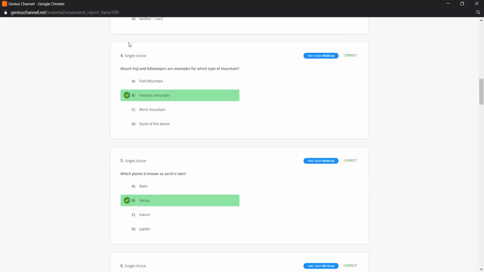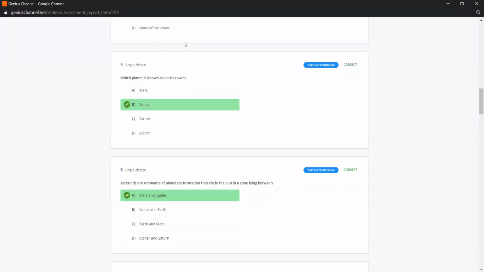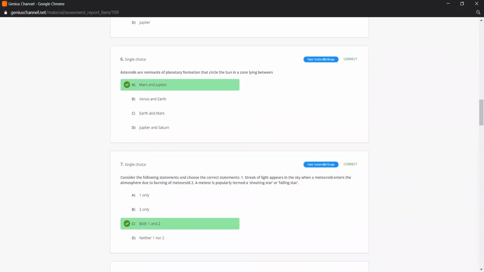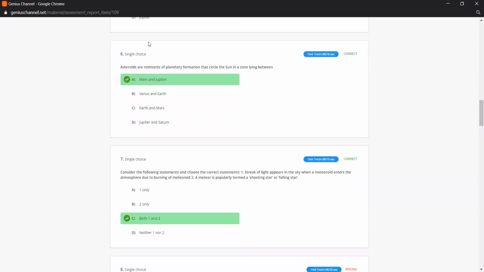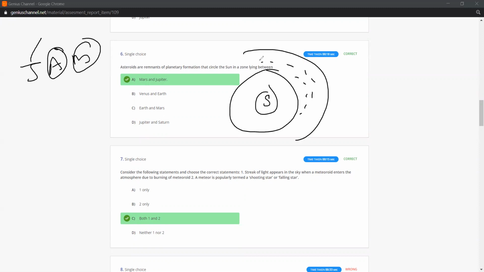Mount Fuji and Kilimanjaro are examples of volcanic mountains. Fuji is in Japan, and Kilimanjaro is in Kenya, Tanzania, somewhere there. Which planets are Earth's twins? Against one is Venus. Then the asteroid belt, remains of the planetary material. Remember I have said about JAM: Jupiter, asteroids, and Mars. When you look at the solar system, after some point there is a lot of debris. These debris are known as asteroids.